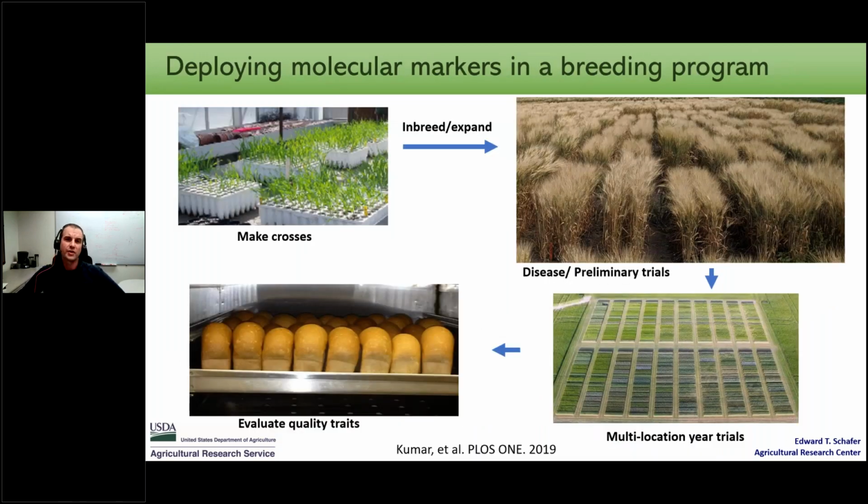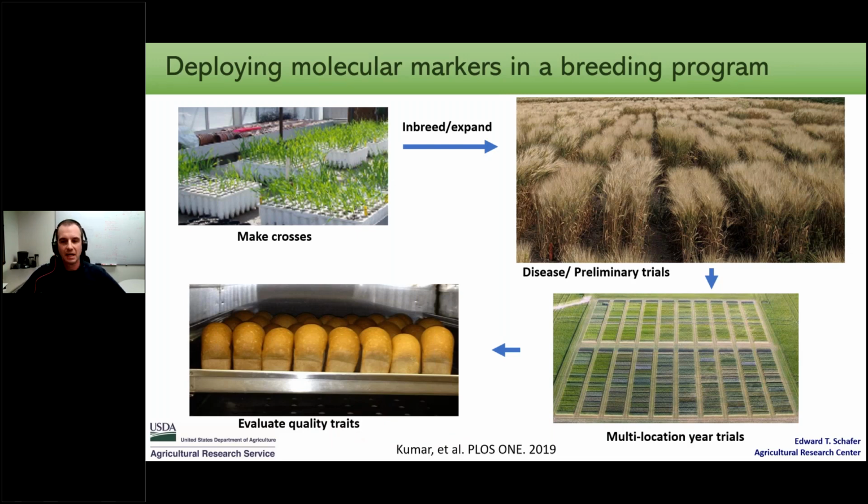So how do we actually transfer this knowledge into the program? Here we have a typical breeding scheme for an inbred small grains crop like wheat. Crosses are made and segregating families are quickly inbred and expanded to homogeneous lines that can then be evaluated in more of a field setting. Selections at this stage are made, and then lines are advanced to more expensive multi-location, multi-year trials, and then the most elite lines go into even more expensive testing, such as actually baking loaves of bread.